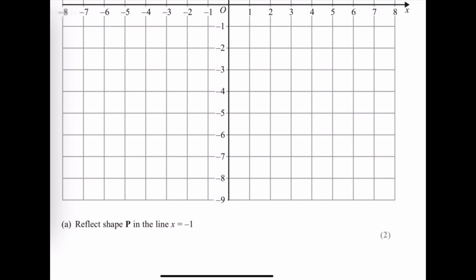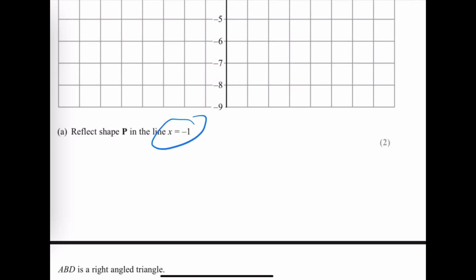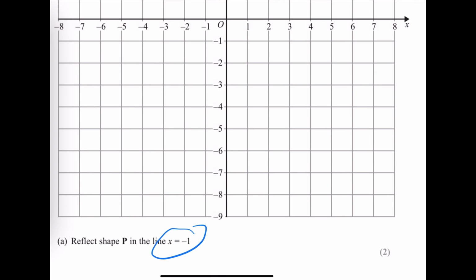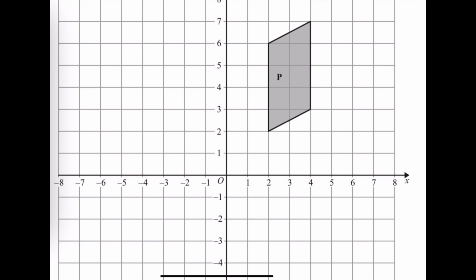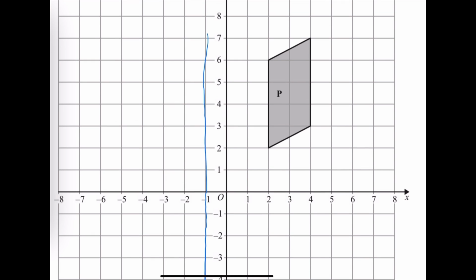20. Reflect shape P in the line x equals 1. First thing we're going to do is draw this line x equals 1 so that we can really know where we are going to draw the line from. So it is over here. This is the line x equals 1. So now all we have to do is reflect it. And this is just a game of counting your numbers.